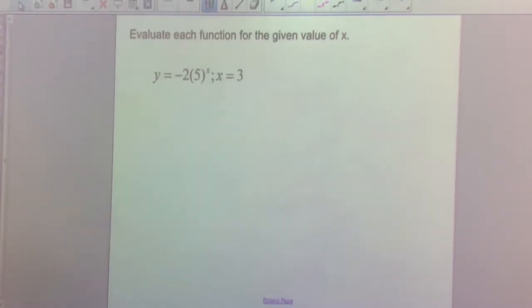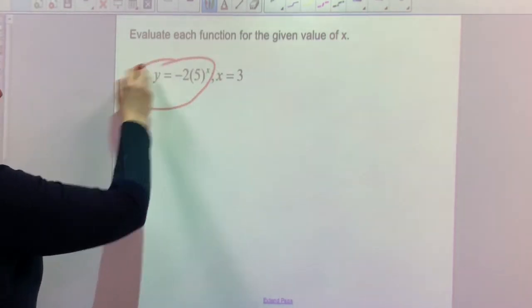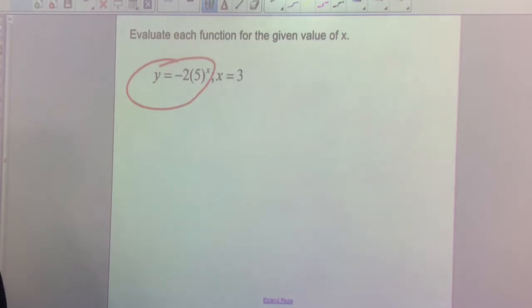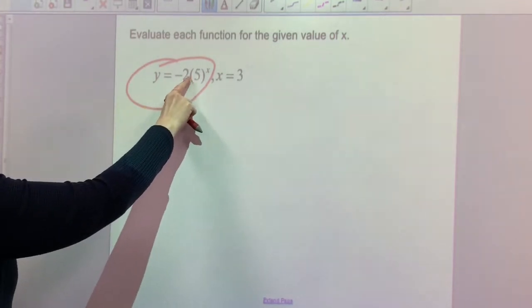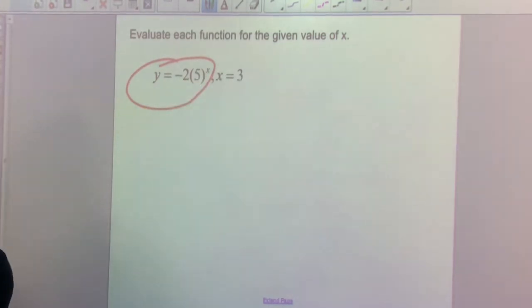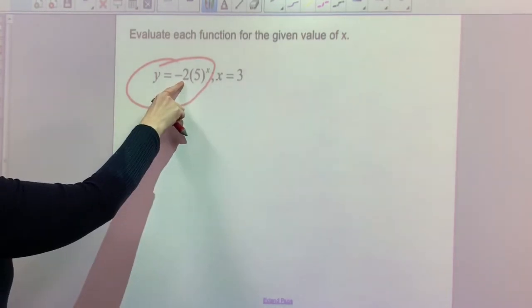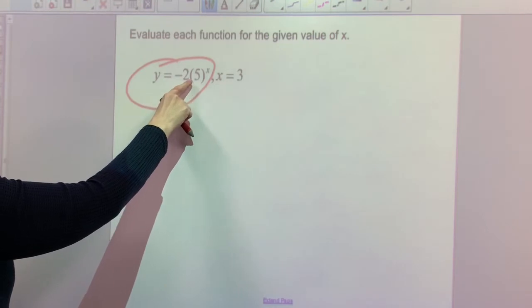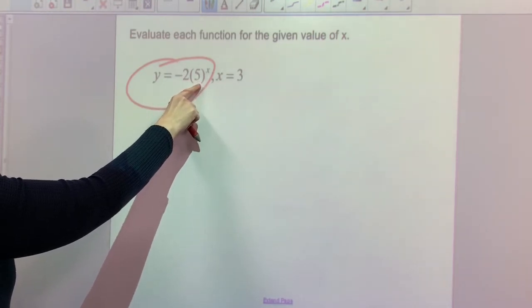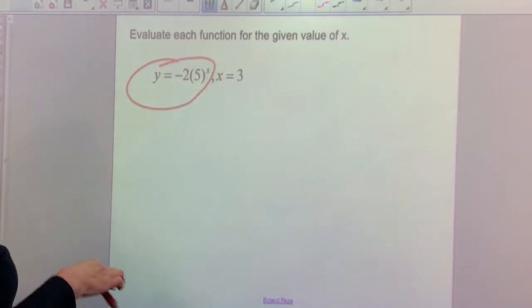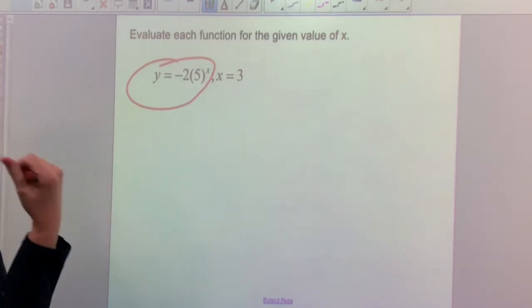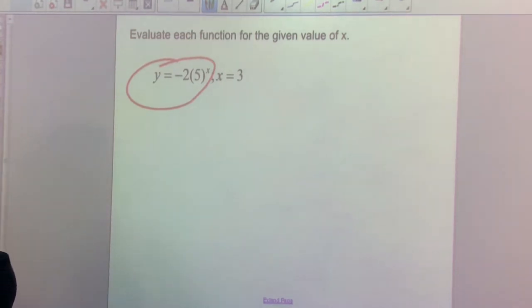Okay, so if your instructions are to evaluate each function for the given value of x, this is your function. It is an exponential function because we can see it's being multiplied each time. Your a is -2, which is your y-intercept if you are graphing. Your b is 5. That means each time y is times 5, times 5, times 5, times 5.